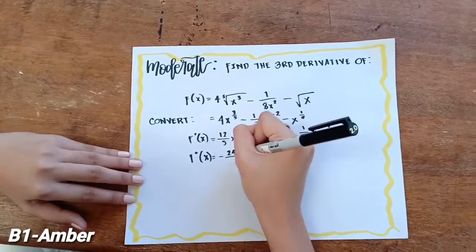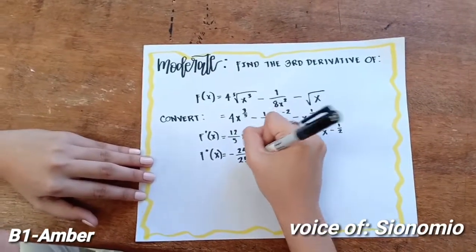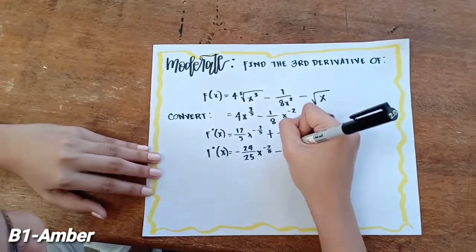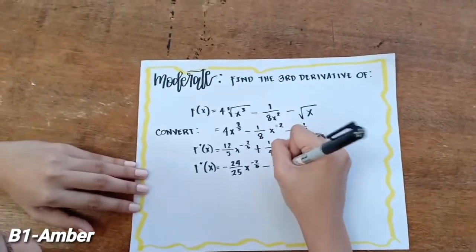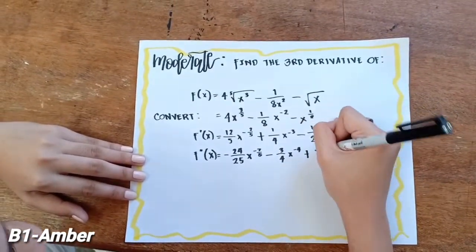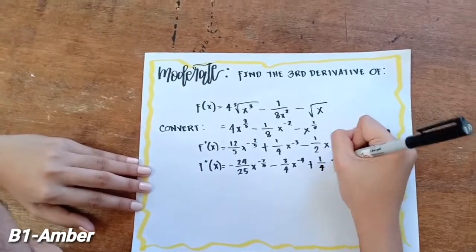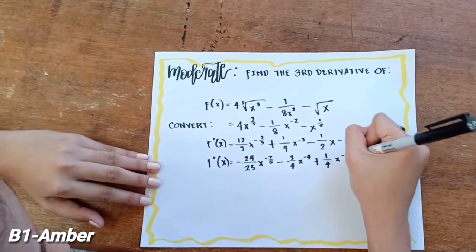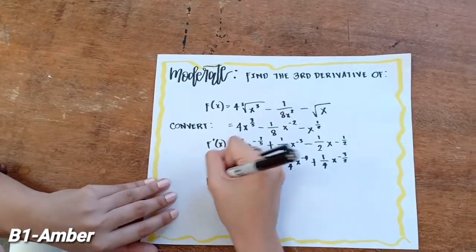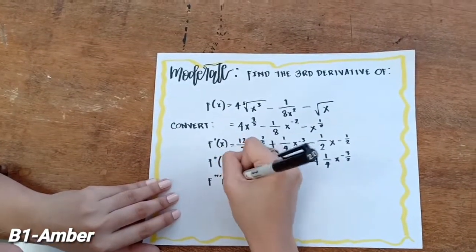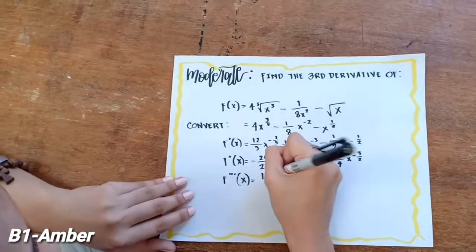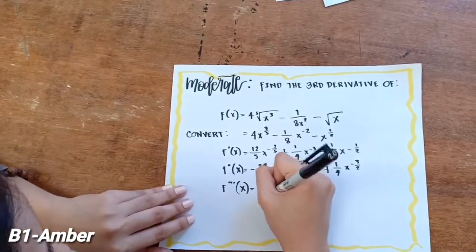And then, for the second derivative, we multiply negative 2 fifths by 12 fifths and then subtract 1 from the exponent, and it will be negative 24 over 25 x raised to the power of negative 7 fifths. Next, negative 3 times 1/4 will be negative 3/4. Then subtract 1 from negative 3, and it will become negative 4. So we have negative 3/4 x raised to the power of negative 4.